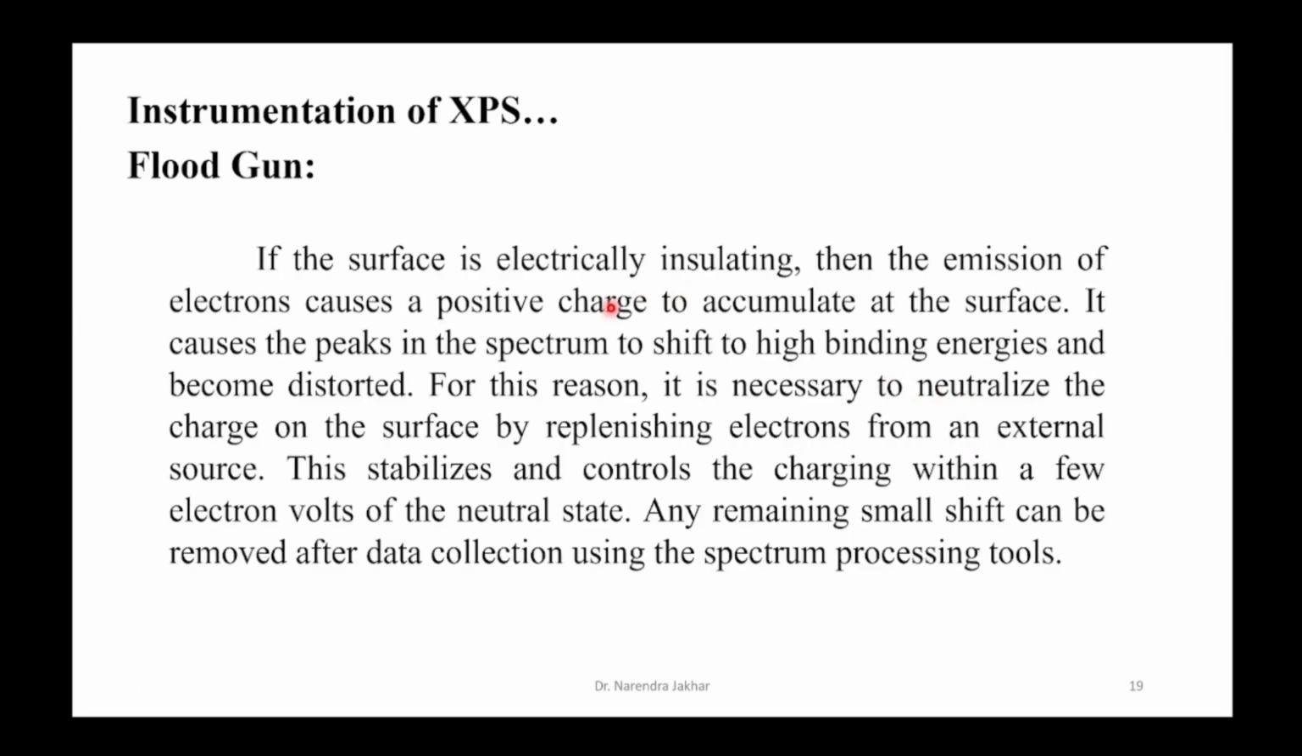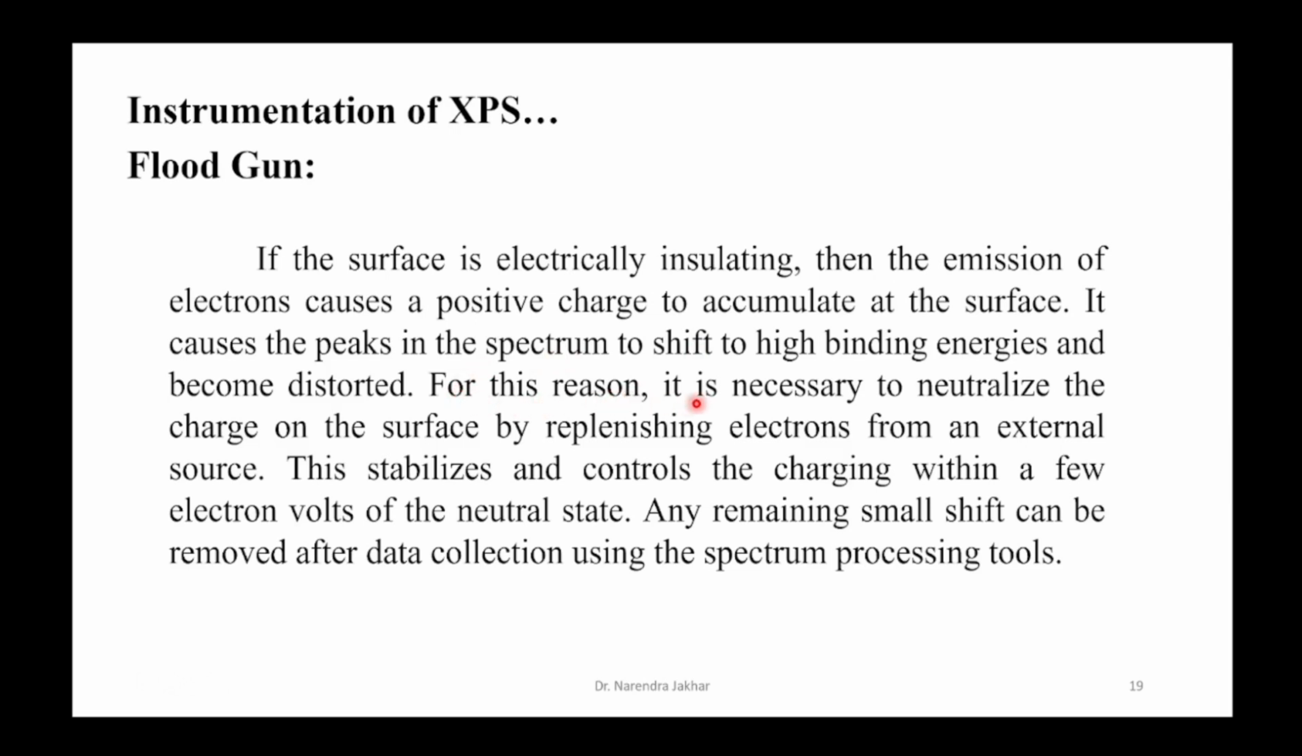So the flood gun. If the surface is electrically insulating, then the emission of the electrons causes a positive charge to accumulate at the surface, and it causes the peaks in the spectrum to shift to higher binding energies and become distorted. So if the sample is electrically insulated and the positive charge is piling up on the sample, then we are getting the wrong information of the binding energies of the electrons. So this is not useful.